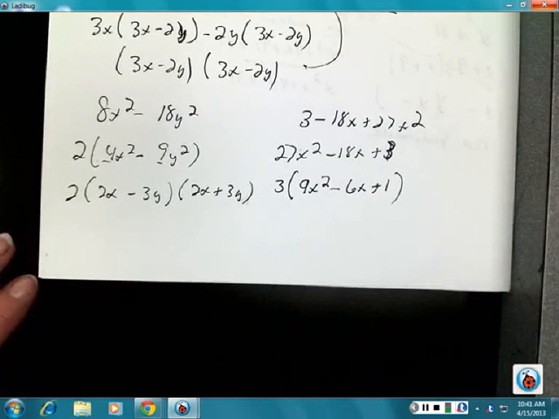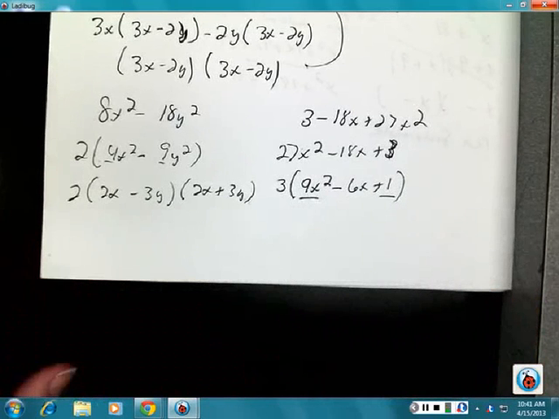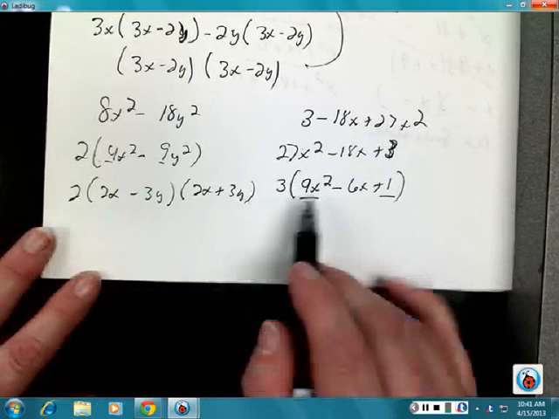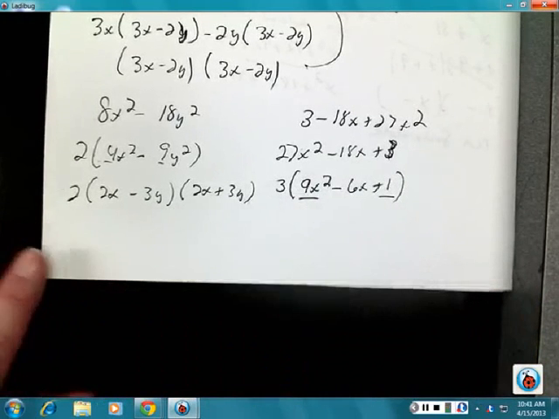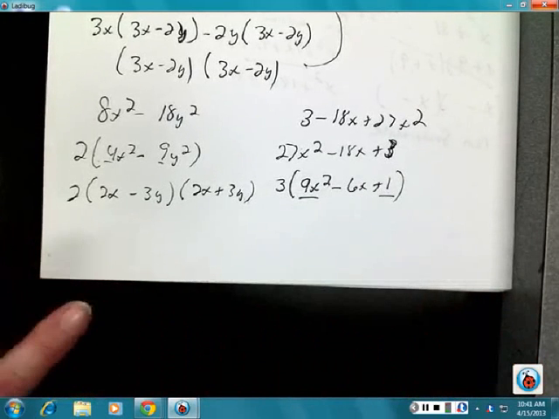And again, do I have perfect squares? Yes. You don't mess with that middle term at all, not when you're looking for perfect squares. You're looking for a perfect square here and a perfect square there, only the beginning and the end. So is 9 a perfect square? Yes. Is 1 a perfect square? Yes, 1 times 1 is 1.